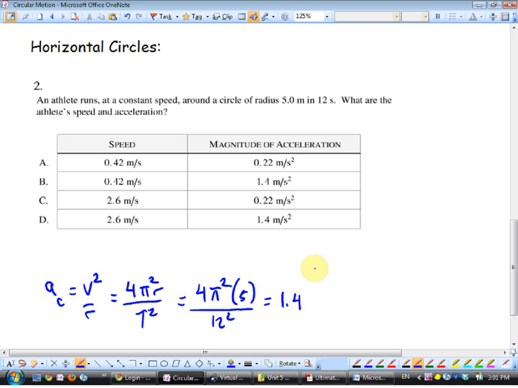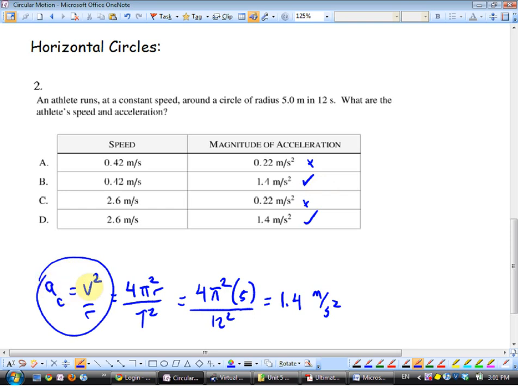I get 1.4 meters per second squared. Okay. So I would right away then do that. Yes, no, yes. I already know the answer is B or D. Now we need to find his speed. There's two ways we could do this. We could find his speed from there.